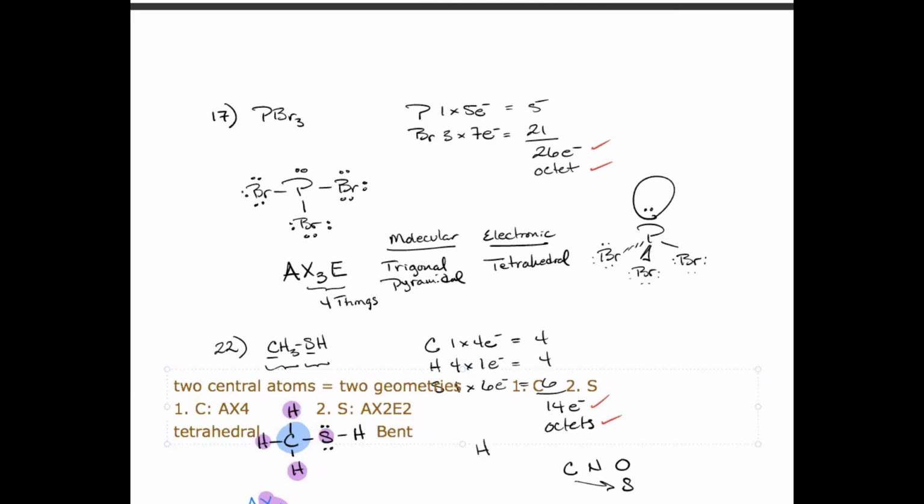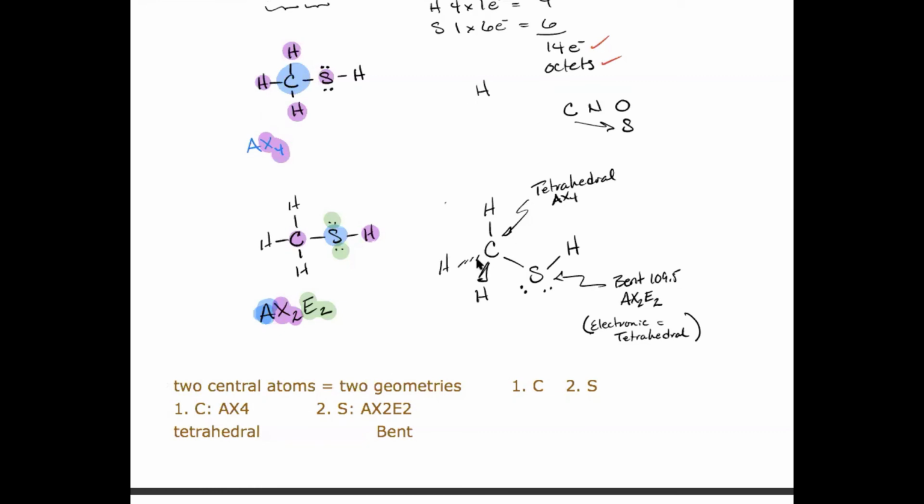When you combine geometries, I don't have a name for tetrahedral combined with bent. So what you do is you just say it's tetrahedral at the carbon, it's bent at the sulfur. If you can see the diagram on the right here, with the carbon central, you have a hydrogen coming out of the plane of the board, a hydrogen going behind, and then the hydrogen above and the sulfur to the right are in the plane of the board. So you have tetrahedral and bent.